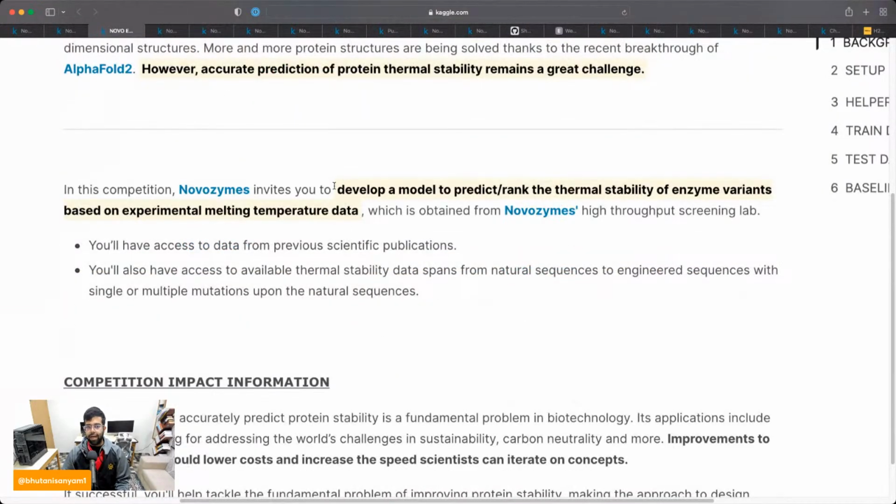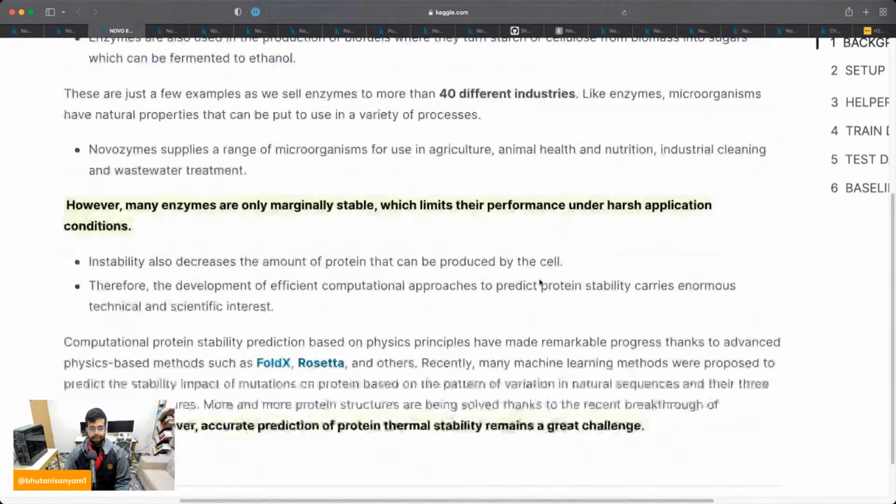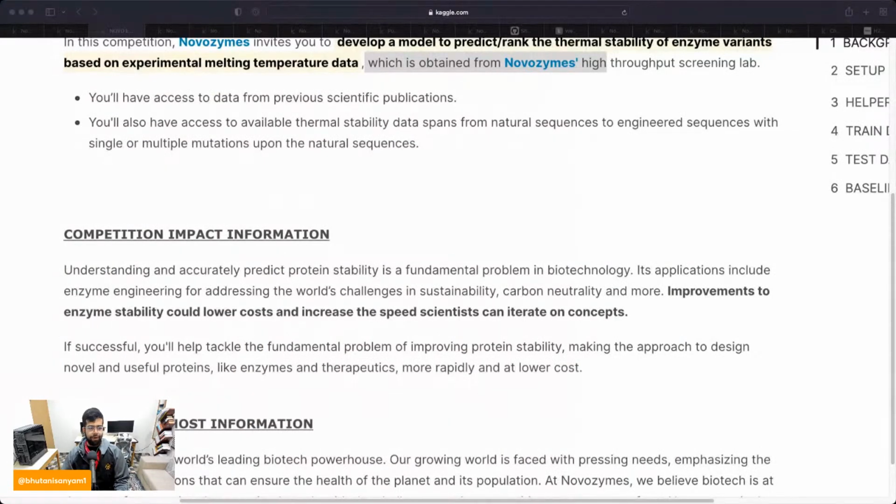So again, the challenge is to develop a model to rank the thermal stability of enzyme variants based on experimental melting temperature data, which was obtained from Novozymes screening lab. Now, if you remember, inside the data frame I had shown, there was a column for sources. Some come from Novozyme, others come from different resources, and you were allowed to use these from different sources. So many competitors have used this external data, and Chris had shared many kernels that I think were from external data. There was one very popular kernel that didn't use the training data at all.